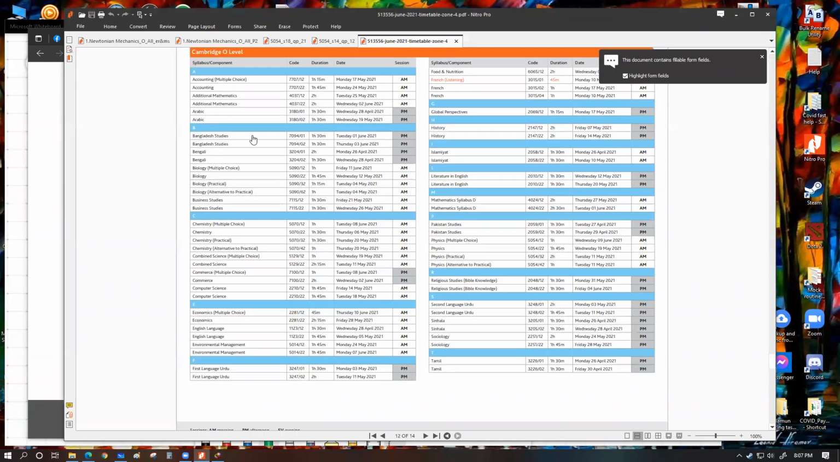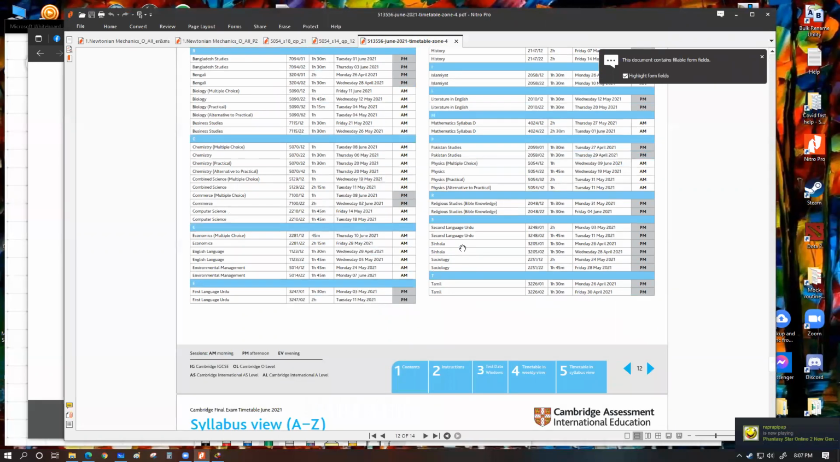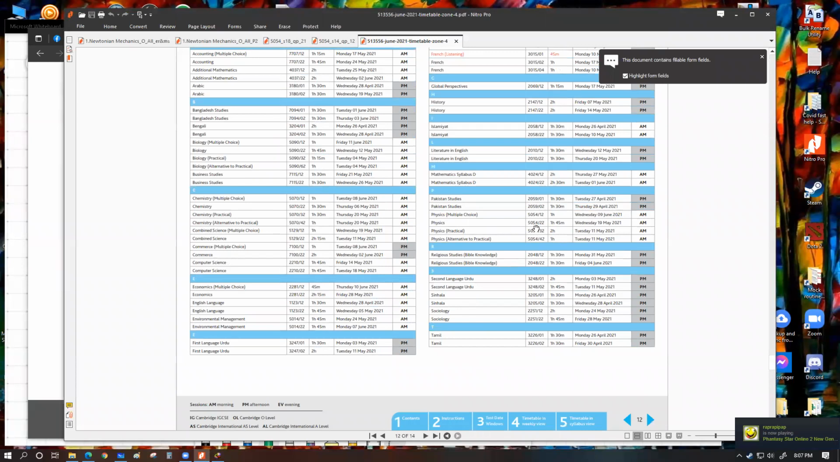If I go over here, pretty small font but should be workable. For example, P is over here, physics 505422. Yes, you kids are gonna sit for the variant 2. Here you can see that physics is 22 and then practical 32 or practical 42, which means you're gonna go for variant 2 pretty much for all of your subjects in O levels. That's the variant that you're gonna sit for.